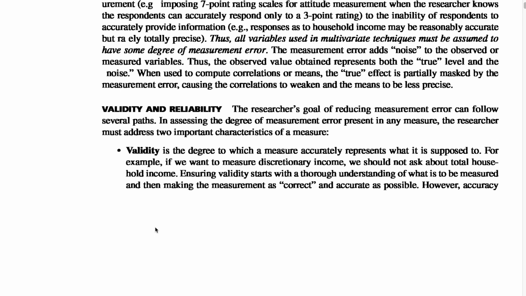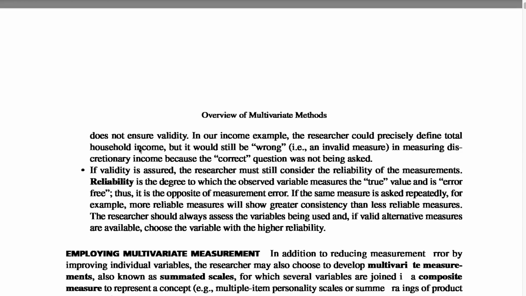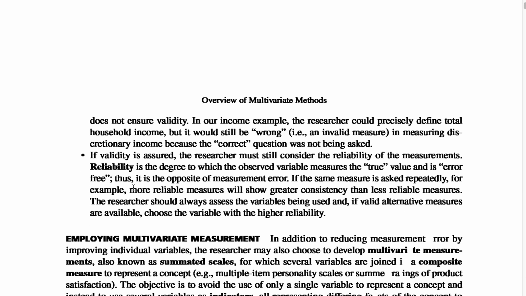For example, if we want to measure discretionary income, we should not ask about total household income. Ensuring validity starts with a thorough understanding of what is to be measured and then making the measurement as correct and accurate as possible. However, accuracy does not ensure validity. In our income example, the researcher could precisely define total household income, but it would still be wrong. That is an invalid measurement, because the correct question was not being asked in measuring discretionary income.